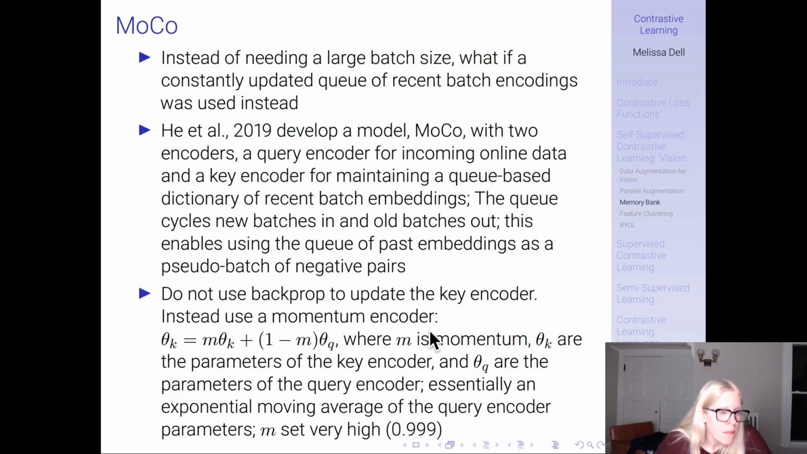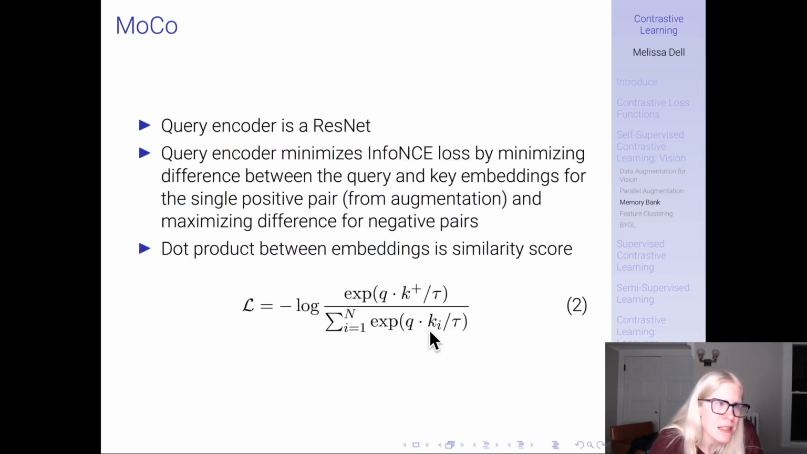Instead, they used what's called a momentum encoder, where you update it as a weighted sum of the key encoder and the query encoder, where here M is momentum and theta k are the parameters of the key encoder and theta q are the parameters of the query encoder. And so this is essentially an exponential moving average of the query encoder parameters, and M is set very high. They set it to 0.999. So if this sounds familiar, it's because we saw this with Dino when we were talking about ViTs.